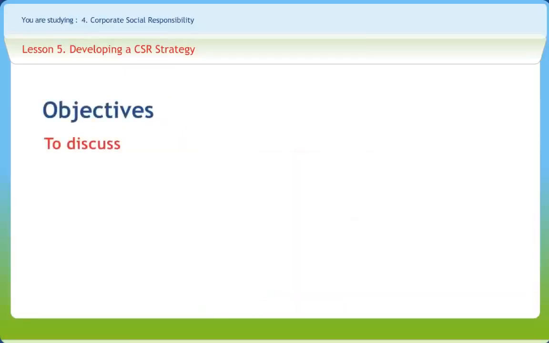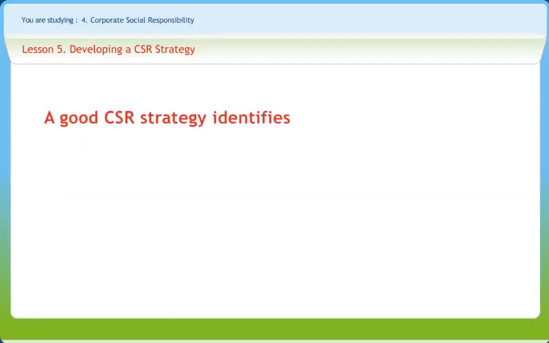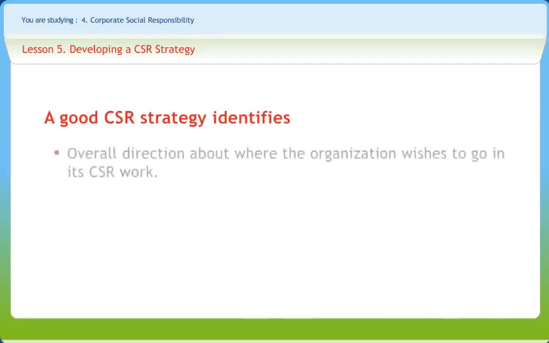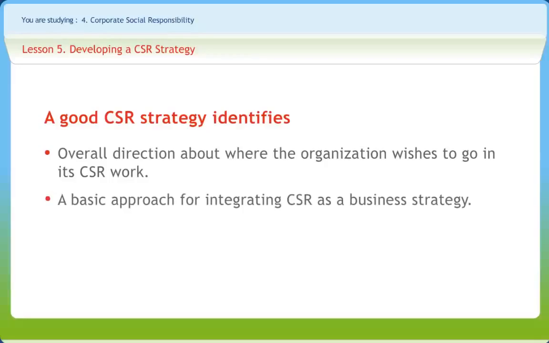It follows from the previous slide that after studying this lesson, we would be able to understand steps in designing CSR strategy, how to do an assessment, and how to develop a CSR strategy. A good CSR strategy identifies the overall direction about where the organization wishes to go in its CSR work, a basic approach for integrating CSR as a business strategy, specific priority areas and immediate next steps.